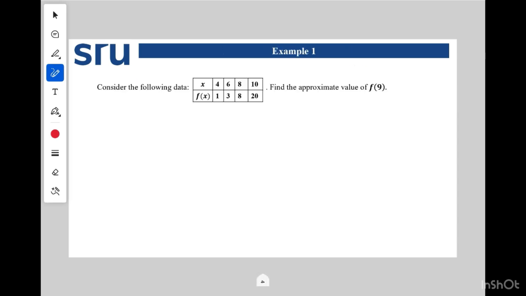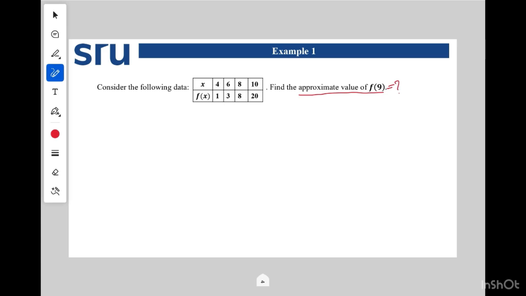Now let us consider one example. Suppose we have a data set where the values of x are 4, 6, 8, 10 and the function values are 1, 3, 8 and 20. We have to calculate the approximate value of the function at x equal to 9. First we will calculate the interpolating polynomial, and once we have the interpolating function, we can put the value 9 in place of x to get the function value.